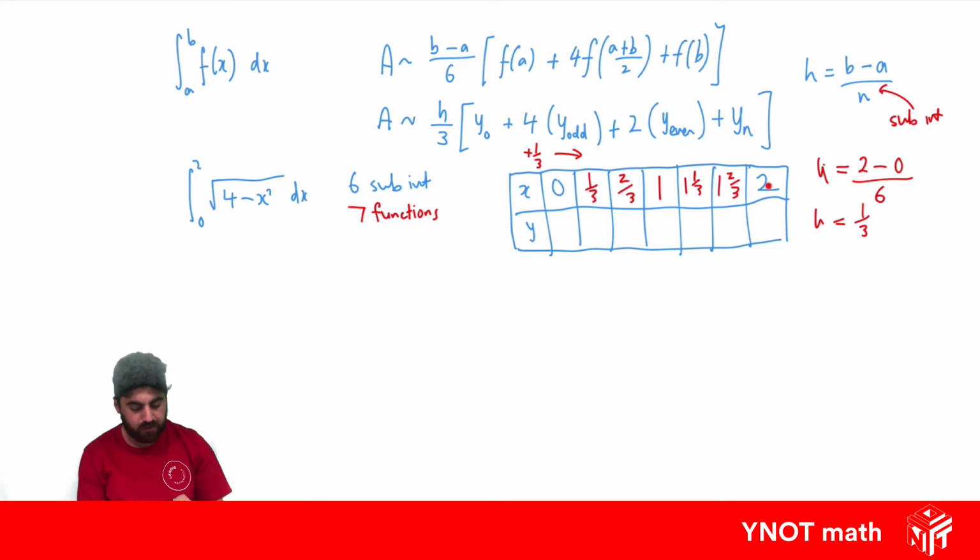And now we can go ahead and sub all of these x values into our function to get all the y values. If we do that, subbing in 0 gives us root of 4 minus 0 squared, which is root 4, and that is 2. Subbing in a third, we'd have a third squared, which is a 9th, and we'd have 4 minus a 9th, all square rooted, which gives us root 35 over 3. If we keep doing this, we'll get root 32 over 3, then root 3, then root 20 over 3, root 11 over 3, and 0.